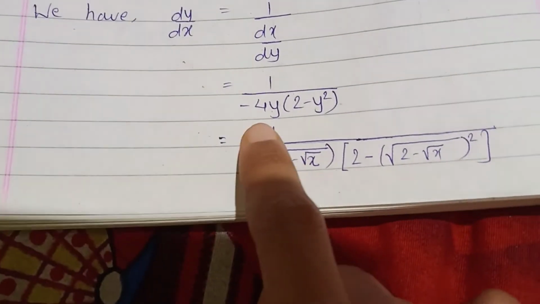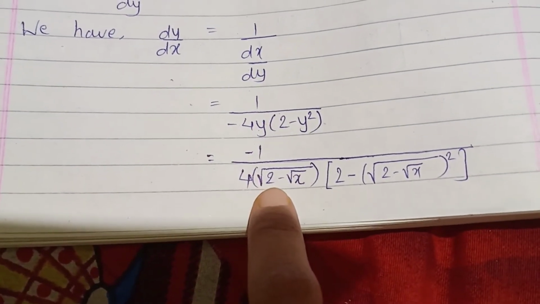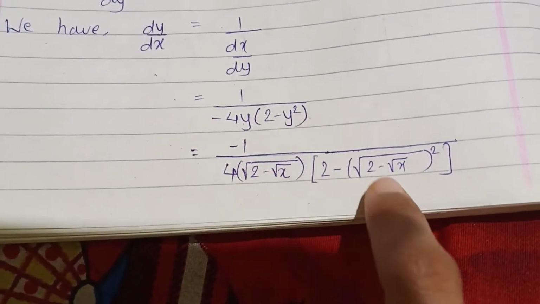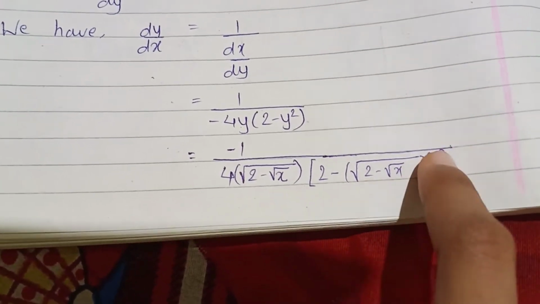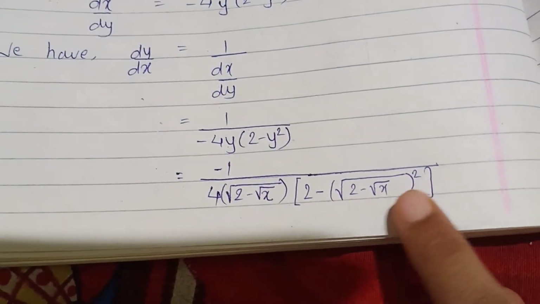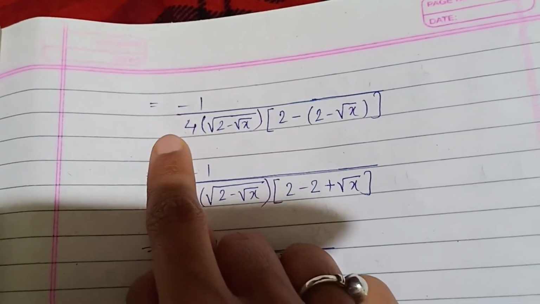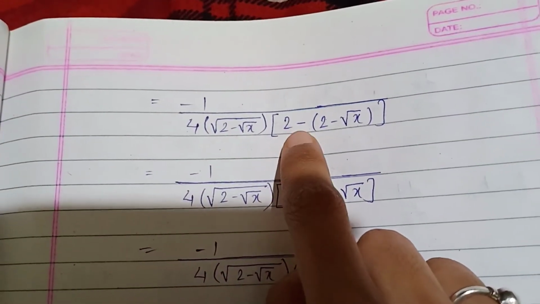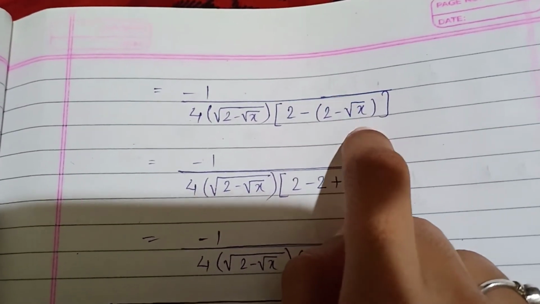So the answer is minus 1 upon 4 into, instead of this y, we'll write root 2 minus root x, and here in the bracket 2 minus again y square. So (root 2 minus root x) bracket square. So in the next step, this square and square root will get cancelled. So we can write like this now. Minus 1 upon 4 into root 2 minus root x, and here this is 2 minus, after removing the square root, it is 2 minus root x in bracket first.